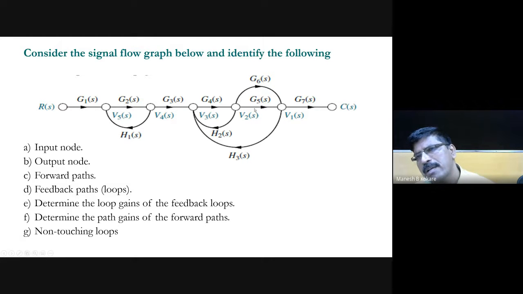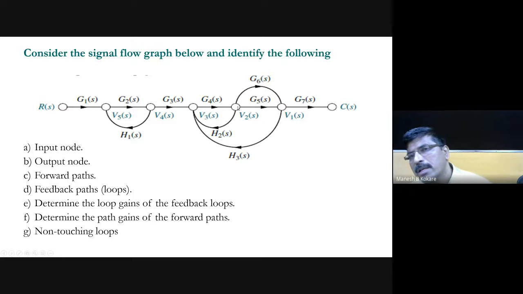Loop means basically it should have unidirection. Basically, see that this is like this way. Here, this is like going this way, this is also going like this way. So it is not terminating at the same node where it started. These are two forward paths, but you know that we have one loop G2 of S and then H1 of S. So this will start and then terminate at the same node.